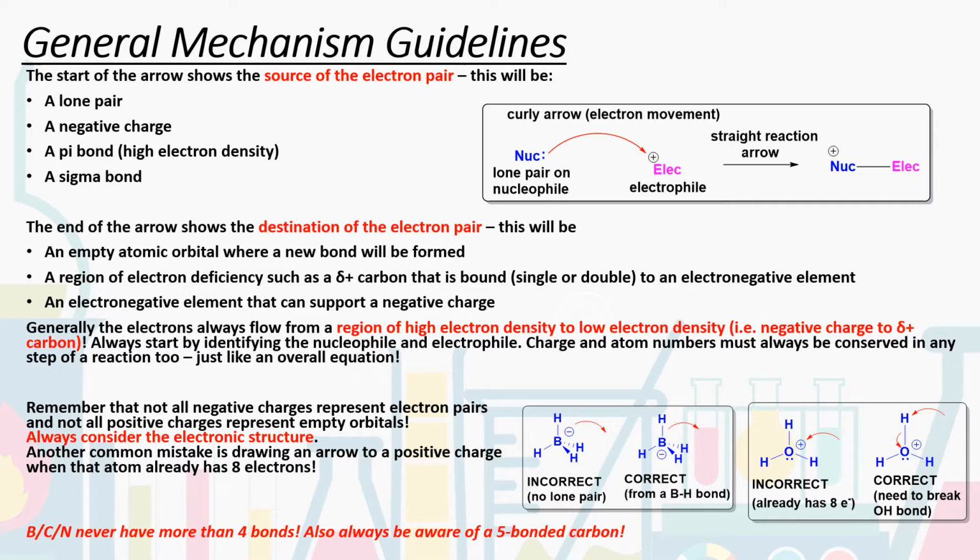Something to watch out for is always to think that boron, carbon and nitrogen can never have more than 4 bonds. A really, really common problem to see is carbons that have more than 4 bonds. Often you end up seeing a 5 bonded carbon. Carbon can only have 4 bonds. So if we have a normal saturated carbon, if we make a bond to it with a nucleophile, we must break another bond to make sure that we only ever have 4 bonds on our carbon.